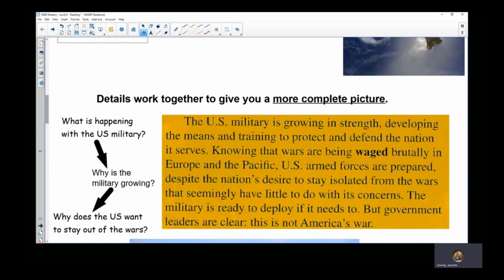One of the things to keep in mind when you're reading and looking at the details, they should be working together. They should be connected. It's not just a whole bunch of random things. One detail very often leads into the next detail. So let me give you an example.